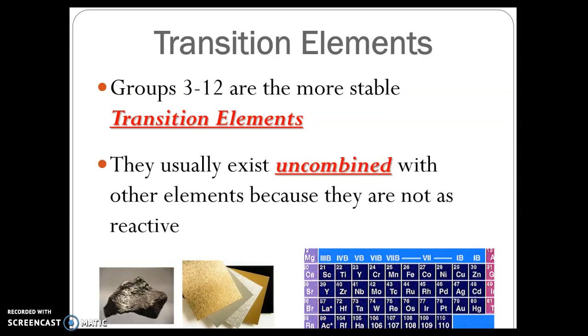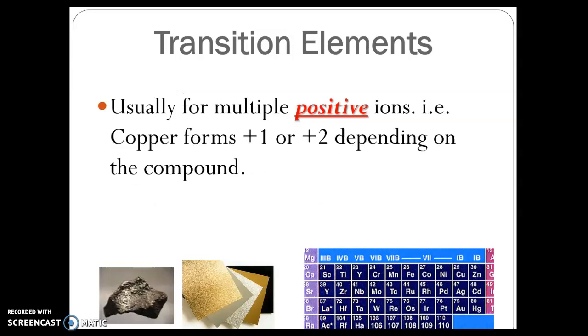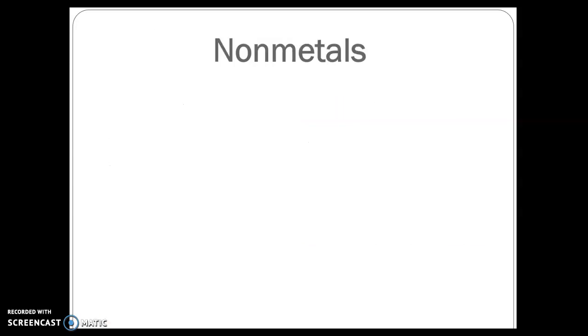Your transition elements usually exist uncombined. They are not as reactive as some of the other elements, so they're relatively stable. They usually form multiple positive ions. For example, you could have copper 1, 2, or 3, depending on what compound it is found in.